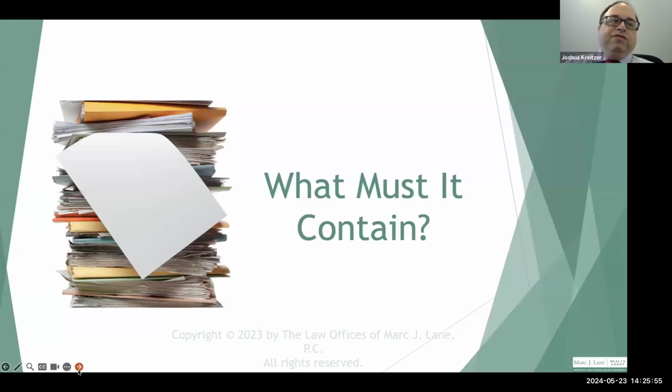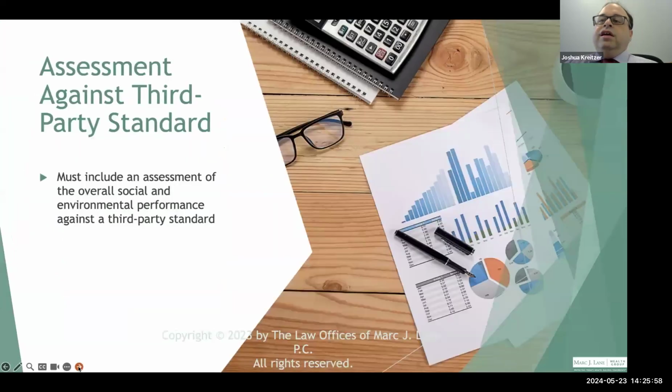And what must the annual benefit report contain? It must contain an assessment against a third-party standard. That is an assessment of the overall social and environmental performance of the benefit corporation against a third-party standard. And in case there's any ambiguity about this, typically the assessment is made by the company itself, generally by the benefit director or officer, which is something that will be discussed later. But the assessment is not solely performed by an outside party. The assessment is measured against a standard created by a third party.